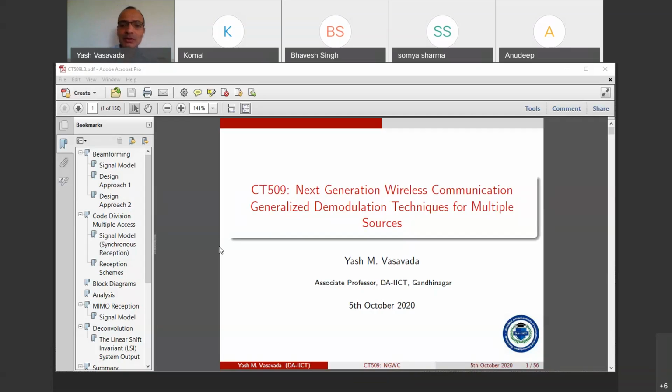These two are by no means the only two schemes. There are many other schemes as well, but let us put in some context the connection between the SUMF and the decorrelating detection and MMSE. So that is my purpose, at least at the beginning of this lecture session.